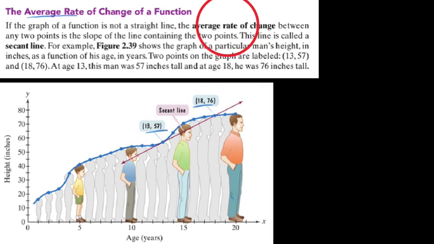So when we talk about the average rate of change between any 2 points, we're talking about the slope of the line that contains those 2 points. So of course, we know that the rate of change is the slope of the line. But when we talk about the average rate of change between 2 points when it's not necessarily linear, we're going to say the slope of that line that at least connects those 2 points. And this line is called a secant line.